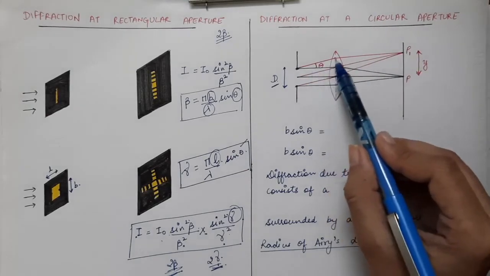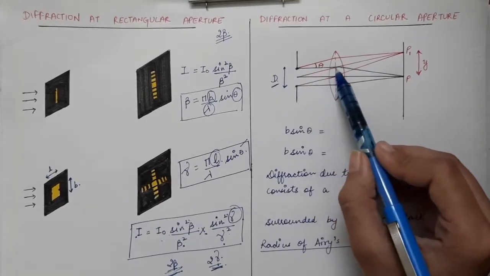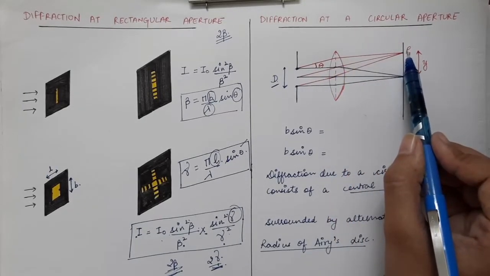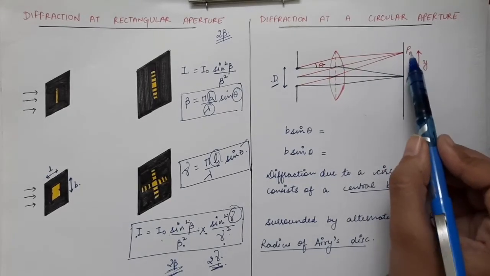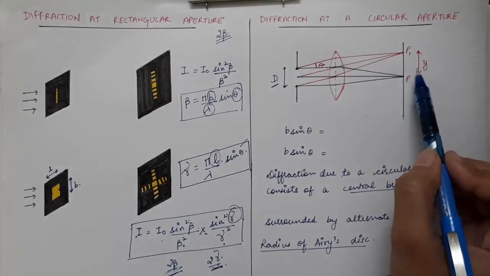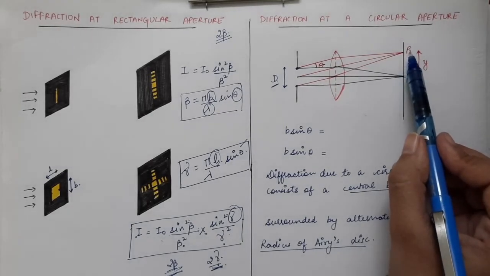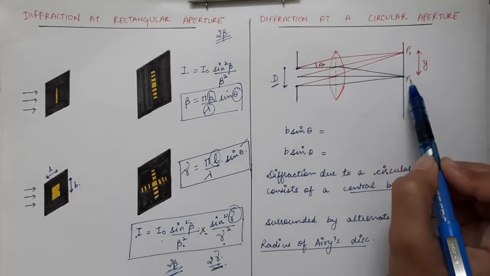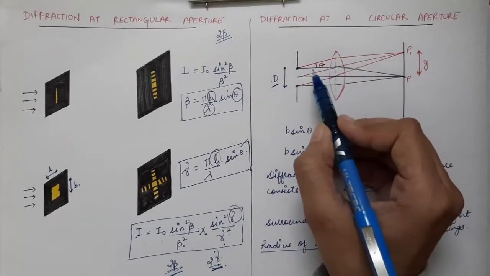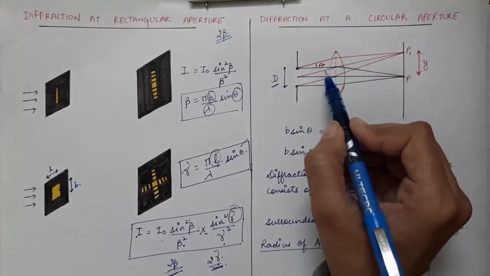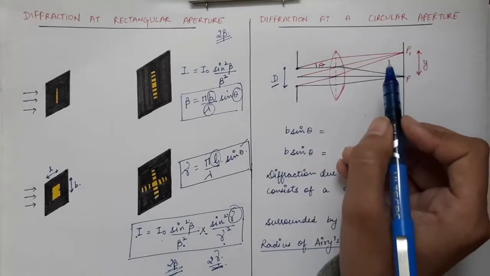The light rays which are reaching this point make an angle of theta with the horizontal. So this point has angle of diffraction theta. Now this point is located at y distance from the central point. So the distance of this observation point from the central point is equal to y. Now the conditions of various maxima and minima which are obtained on the screen will be the same.